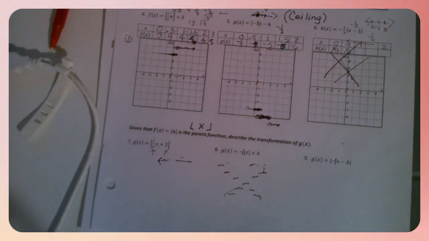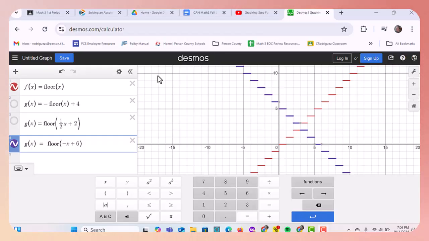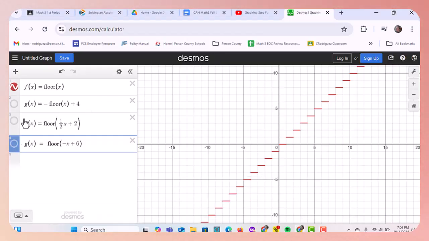Let's graph them in Desmos. All right, so I'm going to turn everything off, and we're going to start with our parent function. This is the floor of x. So when we go, we're going to start at 0, go over to 1. That's our first step. You don't see the open circle. Open circle is going to be on the, let me think about it, floor. The closed circle is on the left for floor, and the open circle is going to be on the right when you're graphing.